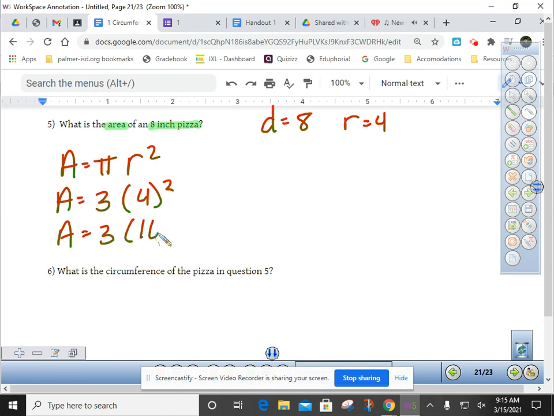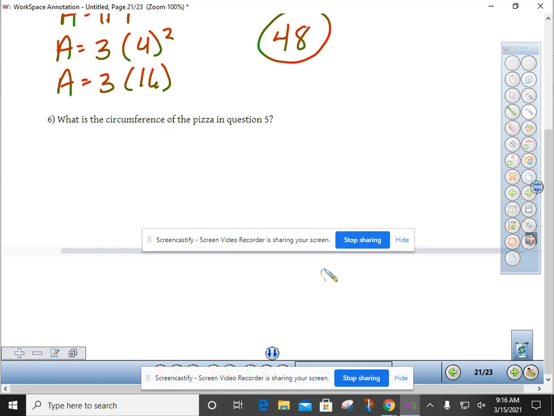16. Good. And when you work that out, I've already done it once today. What do you get? 28. You're not allowed to talk. Yandell. It is 48. Everybody get 48? Good. Number 6, what is the circumference of the pizza in question 5?